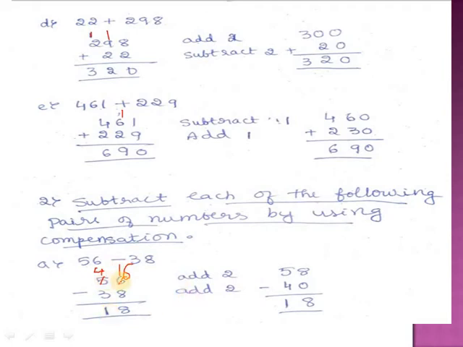Now 56. If we add 2 to this one, what will it become? 58. 38, add 2 to this one, it will become what? 40. Yes, no? We have to make the end number 0. 38 plus 2 is 40. 56 plus 2 is 58. So 8 minus 0 is 8. 5 minus 4 is 1. So this is the subtraction.